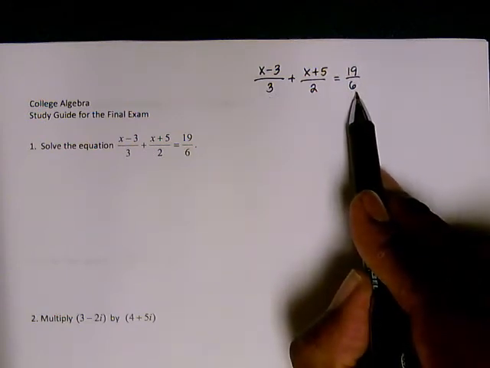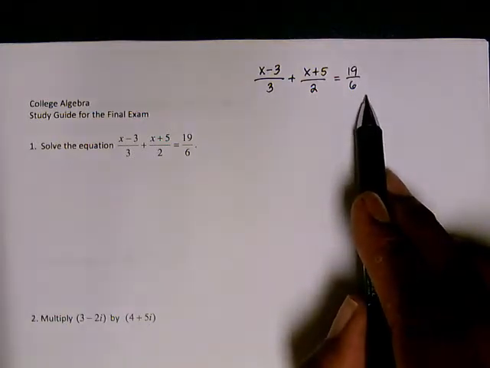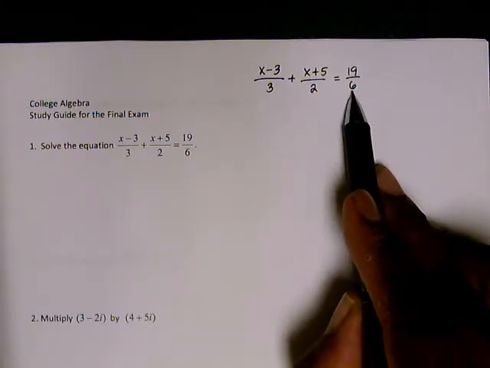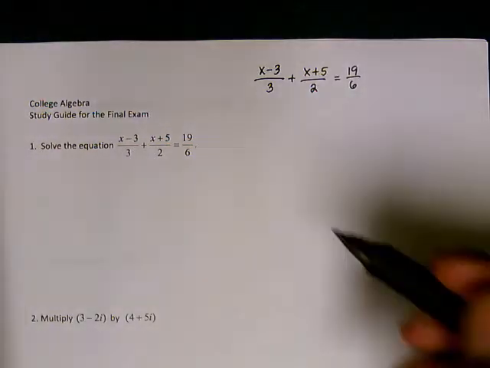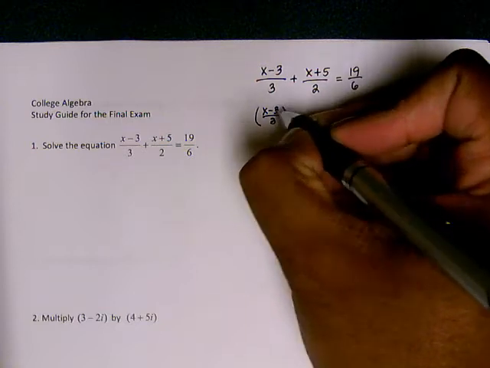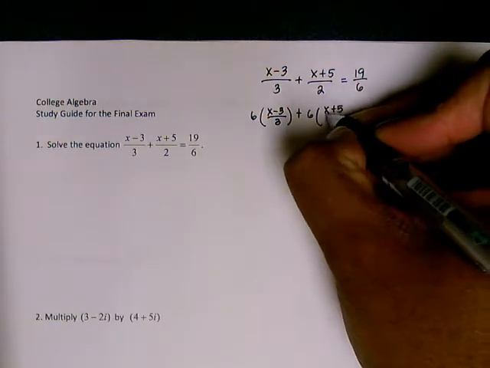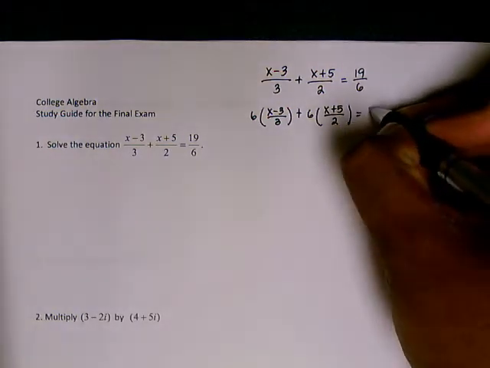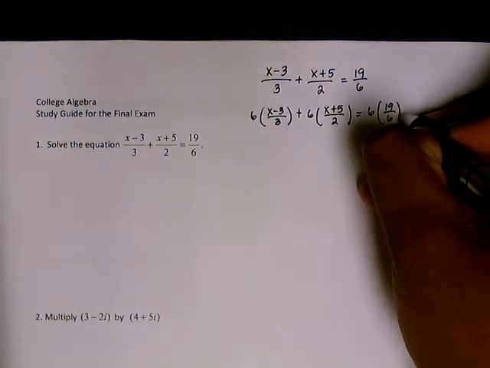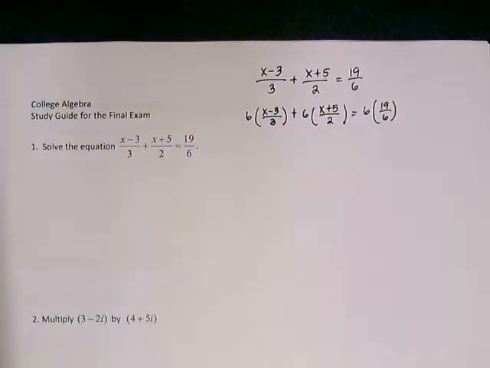So we need to get rid of those whole numbers by multiplying each and every term by what they call the least common denominator of 3, 2, and 6. And in this case, it's going to be 6. So we're going to take each and every term of this equation and multiply it by 6. That way I can eliminate all these fractions and come up with an equation that has no fractions in it, and I can easily solve for x.